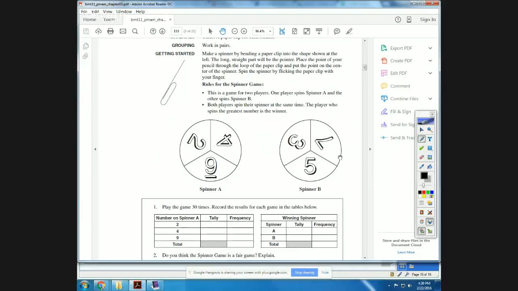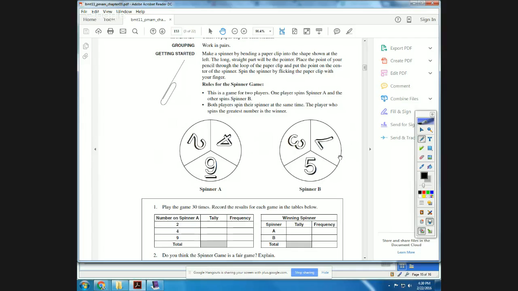Okay, so here's another thing to think about. We might say, hey, these are equally likely because they have an average value of 5; 15 divided by 3 is 5. But if there are 3 possibilities for A and 3 possibilities for B, how many different possible outcomes are there in this game?